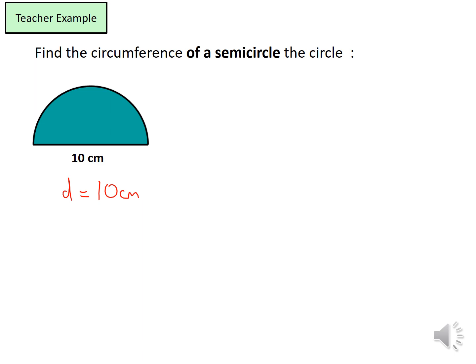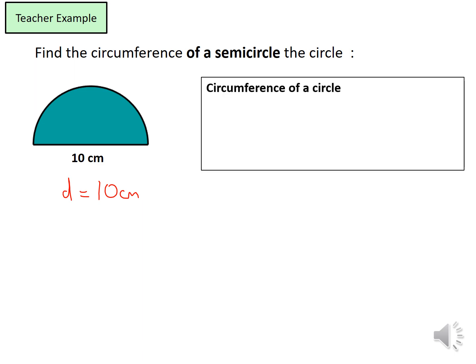To find the circumference of a semicircle, we must first find the circumference of the full circle. So using the formula, circumference equals pi times the diameter. We must substitute in the values because we're already given the diameter. So circumference equals pi times the diameter, which is 10. We can rewrite this as 10 pi.